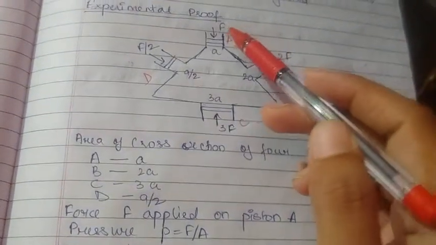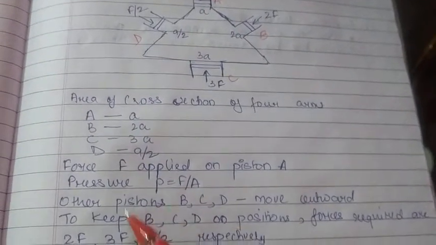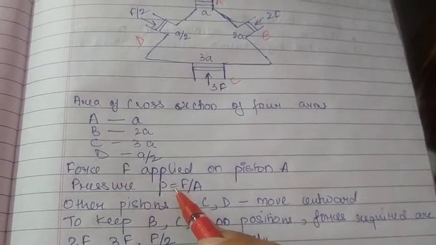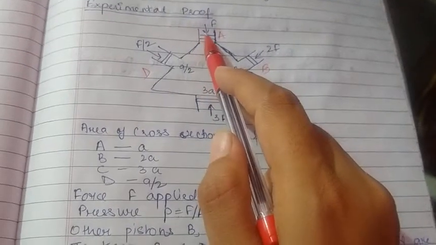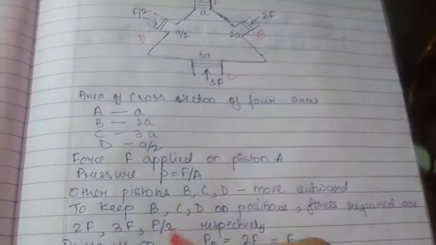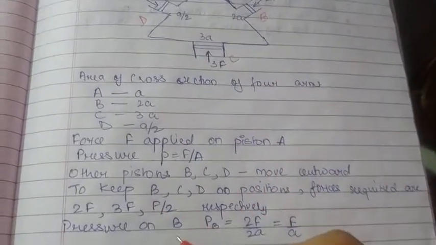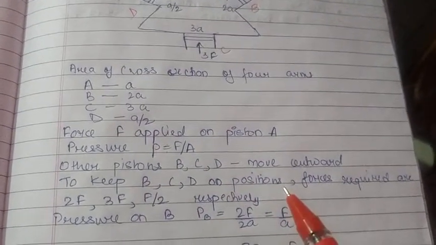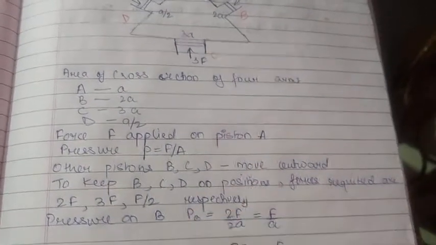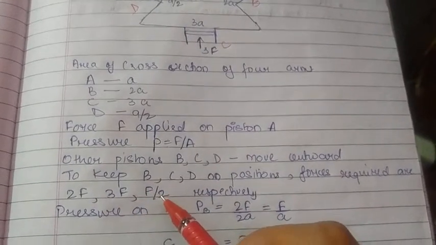Now suppose we are applying some force F on piston A. As you know, pressure is equal to force per unit area, so the pressure here is F by A. Due to this pressure, the other three pistons tend to move out. If you want to keep those three pistons in their original position, the forces required will be 2F, 3F and F by 2 respectively.